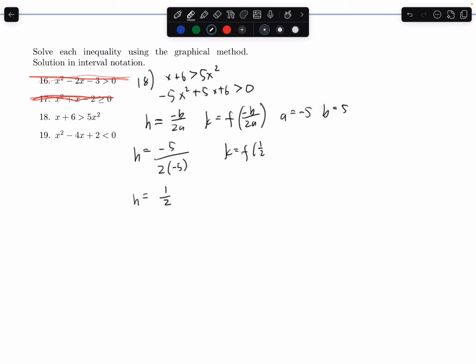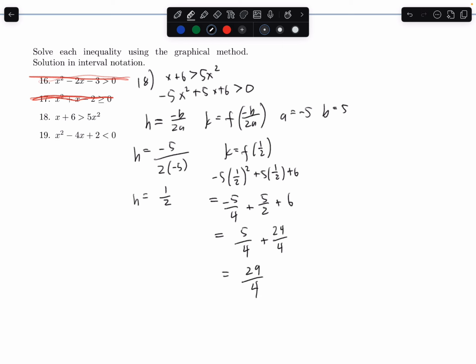And k is going to be f of 1/2. Okay, so what is f of 1/2? So I'm going to plug in a half into this equation here. I've got negative 5 times 1/2 squared plus 5 times 1/2 plus 6. That's negative 5/4 plus 5/2 plus 6, which is 5/4 positive plus 6. You can use a calculator for this portion. And what's 6 in terms of fourths? 6 times 4 is 24. 24 fourths. So I get 29 fourths. Okay. And then that's my vertex.